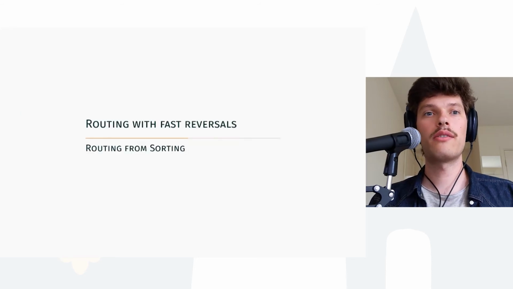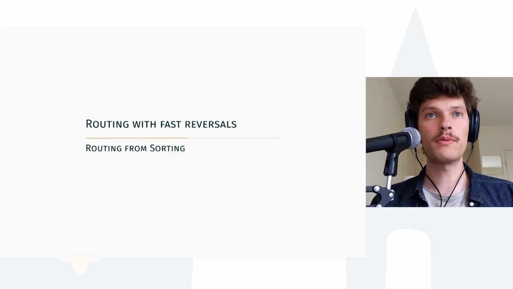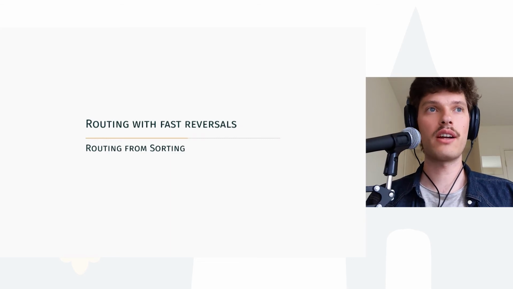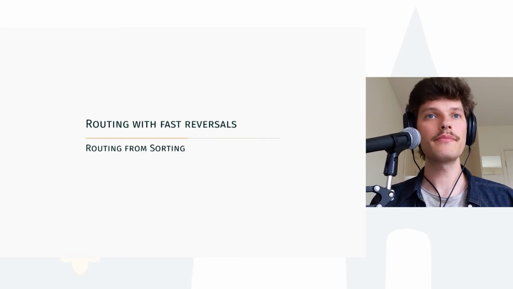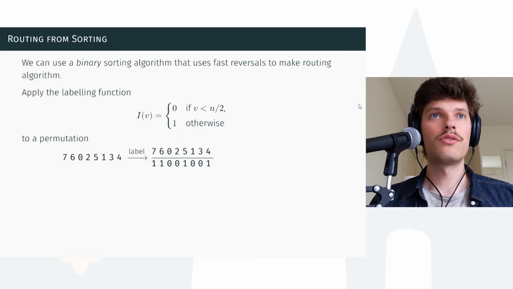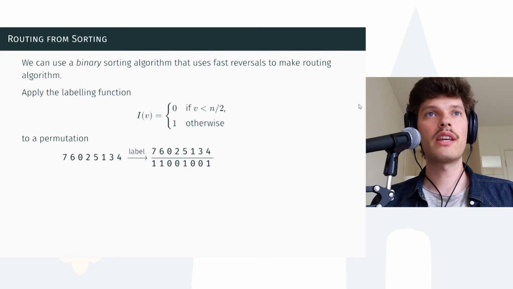Okay, so we know now how to do reversals. We know now how to do sparse permutations. How do we do general permutations, in particular worst case, where every qubit needs to be routed? And we will construct that from sorting. So what we do is we can use a binary sorting algorithm that uses fast reversals to make a routing algorithm. And what is a binary sorting algorithm? A sorting algorithm that orders a bit string of zeros and ones in ascending order.